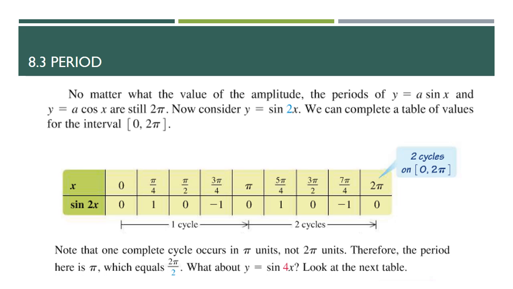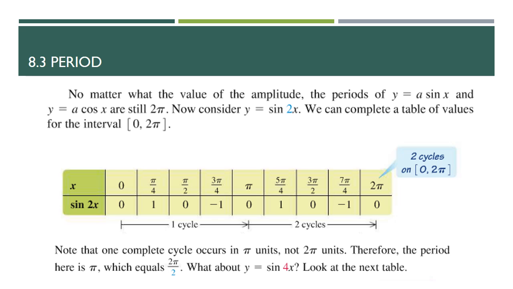So 1 complete cycle occurs in pi units, not 2 pi, so the period is pi, which, by the way, would be 2 pi, the cycle of just plain old sine, over 2, the number in front of the x. Now, knowing that, what would you expect about y equals the sine of 4x? Well, we're going to look at that next.